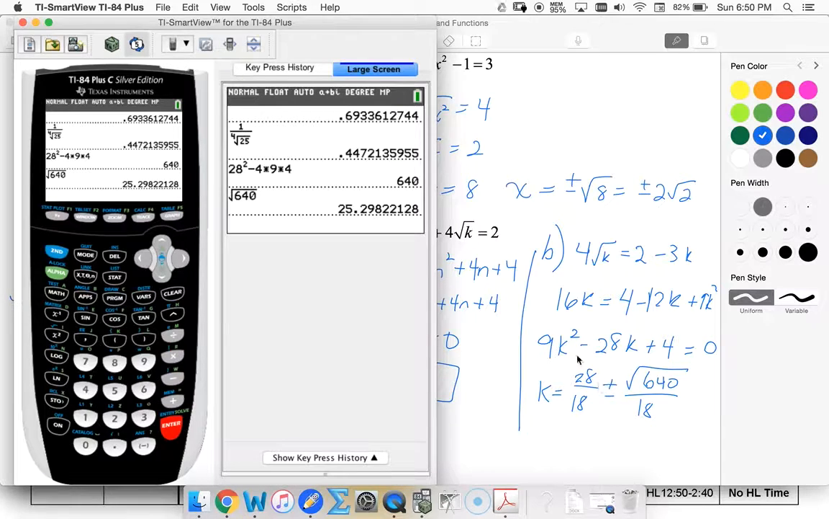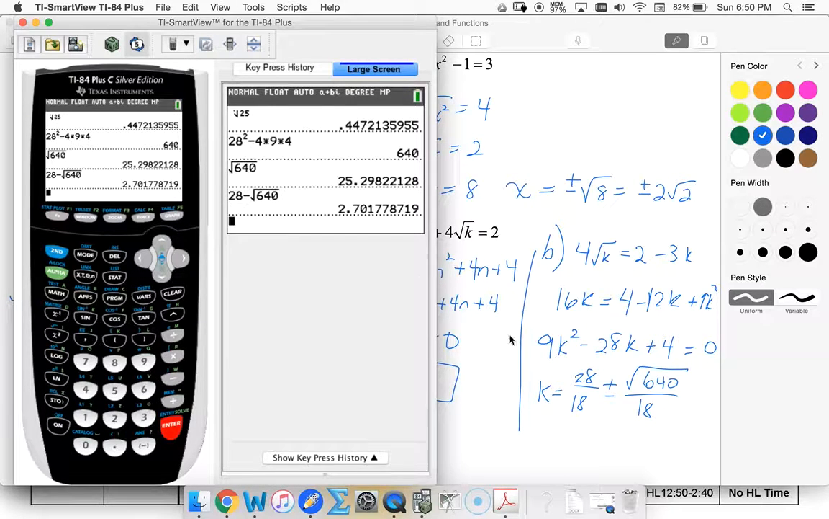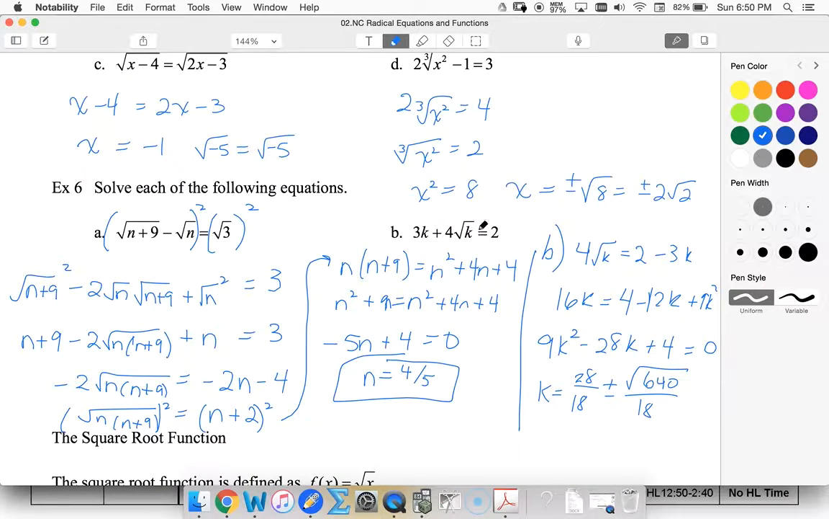I want to make sure that I'm not going to take the square root of any negative. So what I really care about is if 28 minus the square root of 640 is going to be a negative number, and it's not. So that tells me that both of my answers are valid answers in here. And I can simplify it or I can leave it like this.